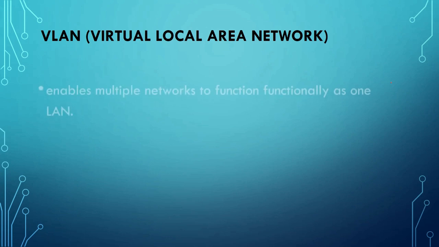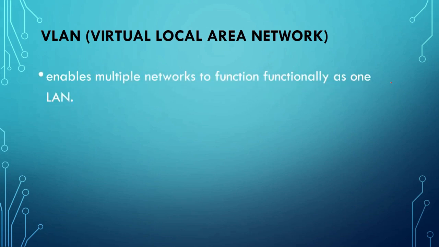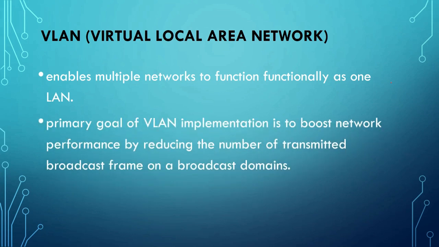So, what is this? In a virtual local area network, it enables multiple networks to function as one LAN. So, in one LAN, we will create virtual different LANs. Then, the primary goal of a VLAN implementation is to boost network performance by reducing the number of transmitted broadcast frames on a broadcast domain.